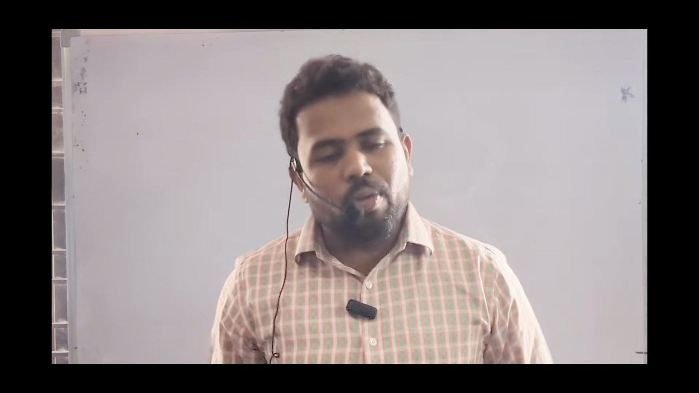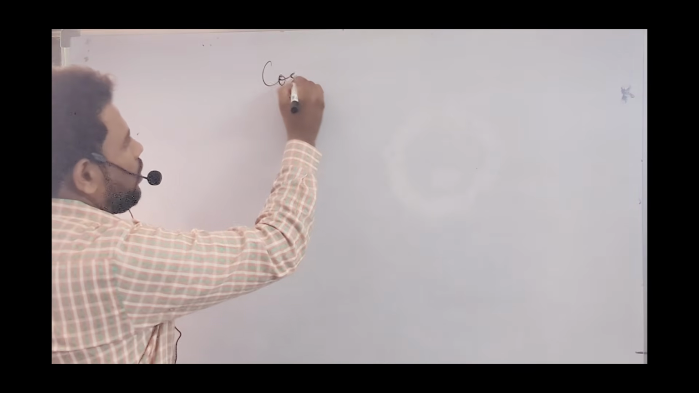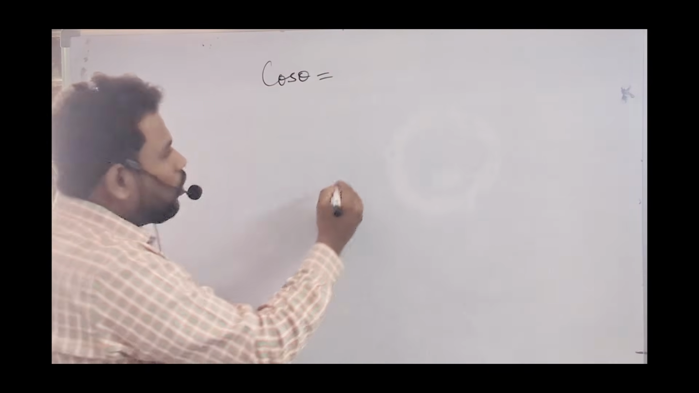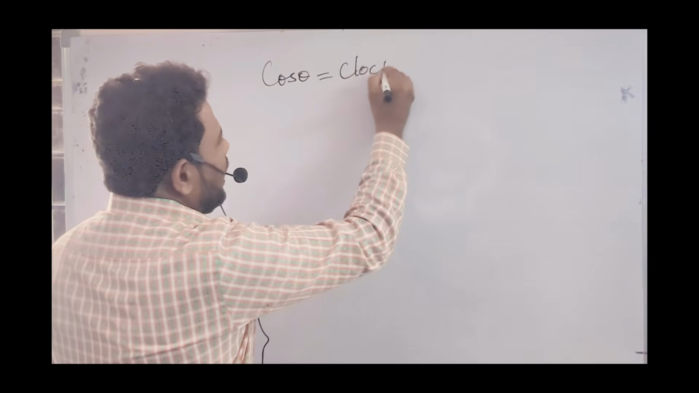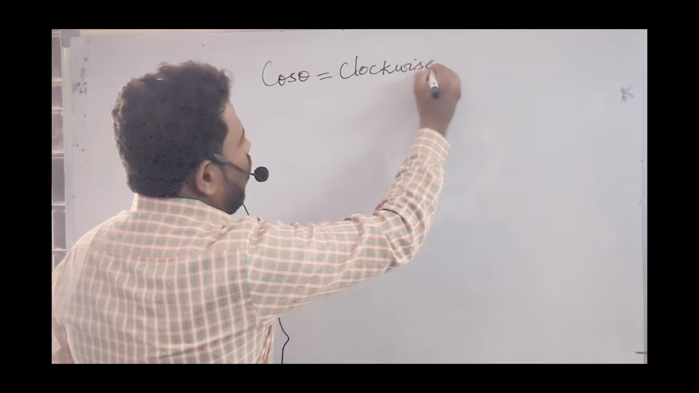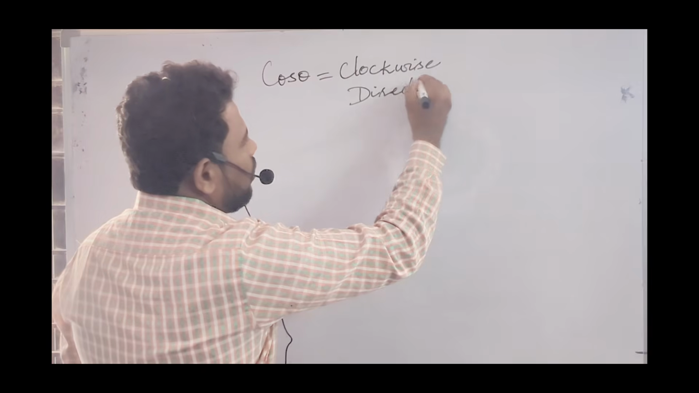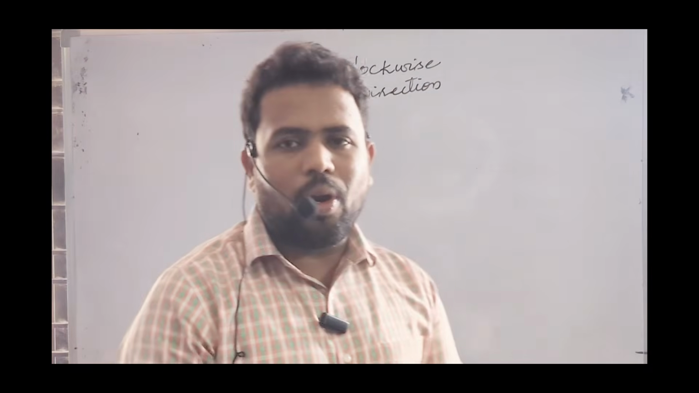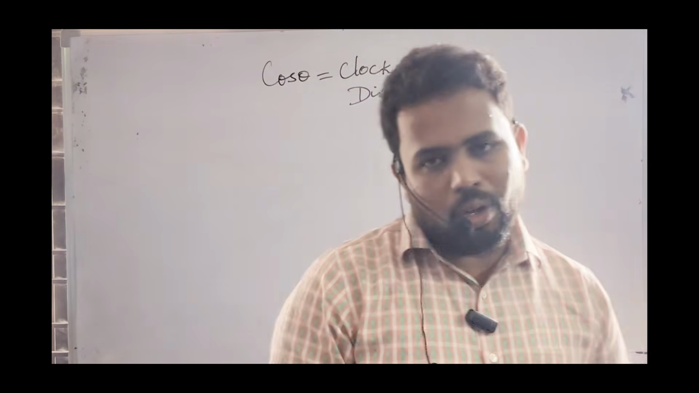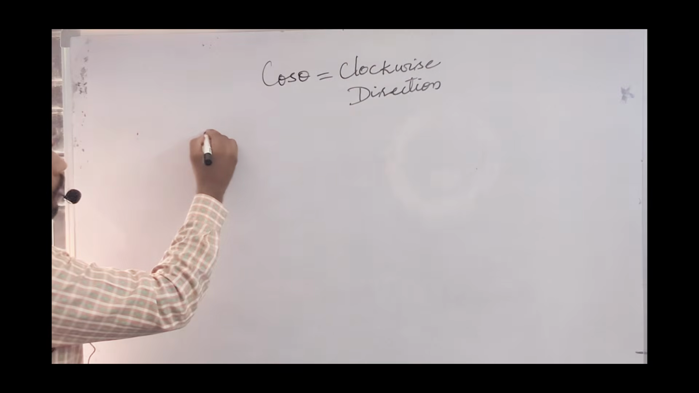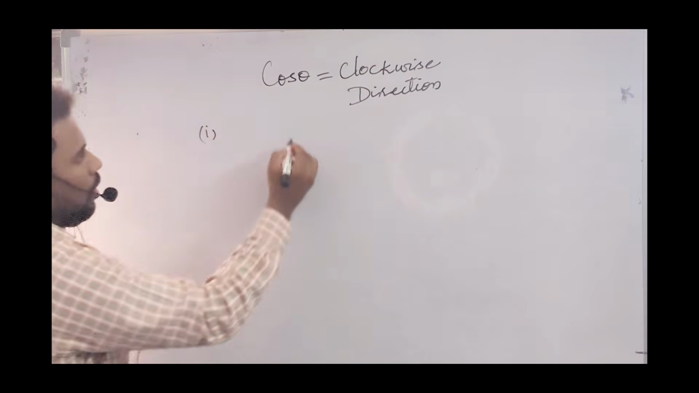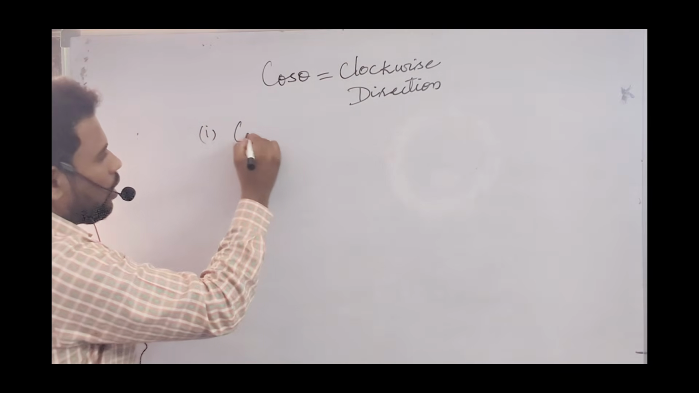Okay, dear students. Now it's time to go with cos values. Let's come to cos theta. For cos theta, you have to count in the clockwise direction. Which direction, guys? Clockwise direction to get the values of cos theta. Fine. So now let us go with the first value.